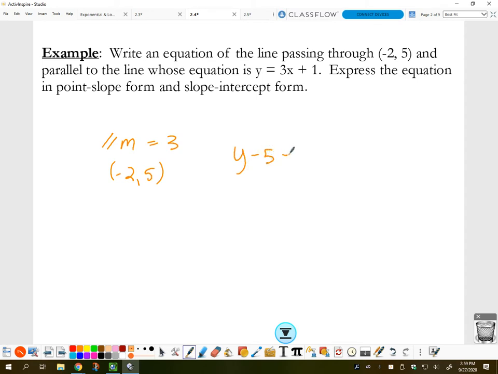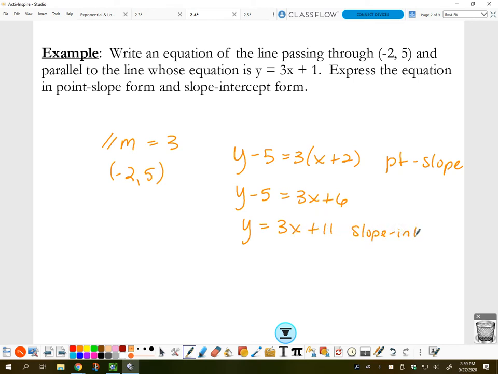So y minus 5 equals 3, and then x minus -2, so plus 2. So that's point slope form. So to get slope intercept form, we're going to distribute the 3 and add the 5. And we are done.